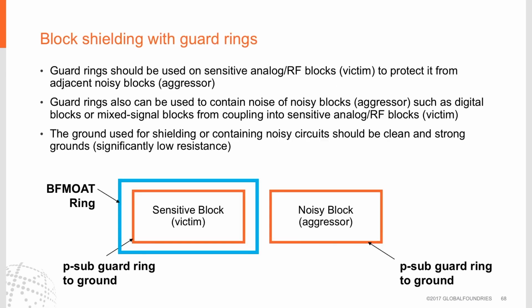Typically guard rings are used in sensitive analog RF blocks, but sometimes when guard rings cannot be squeezed in, the BF moat ring can be placed around a sensitive block for additional protection. This is a floating ring, basically a thin region of resistance or high resistivity substrate. It is not connected to ground or to a supply.